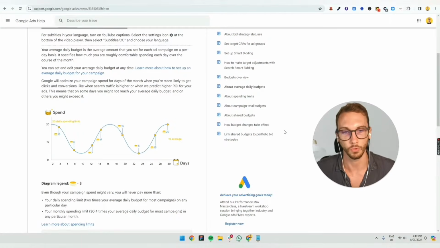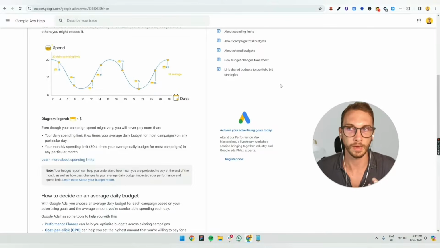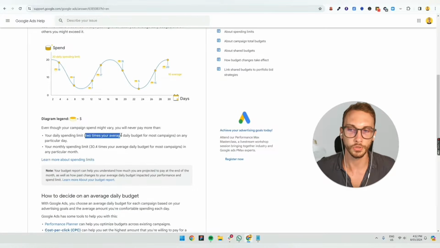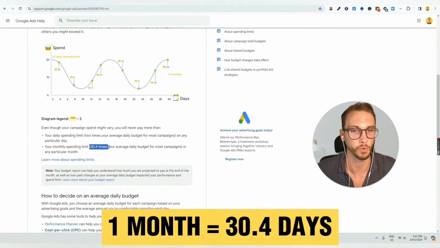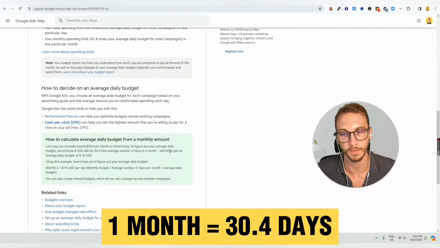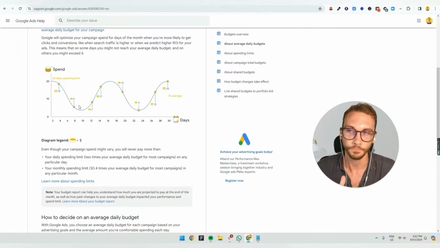Let's say, for example, that you wanted to spend $10 a day and you want to know how does Google spend that money? Well, they actually don't spend any more than 2 times your average daily budget at any one day. But in a 30.4 day period, so that's what they classify as a month, is 30.4 days. So they actually divide that by the entire year, divide by 12, that's how they get that. In this way, it will spend nearly double your daily budget.